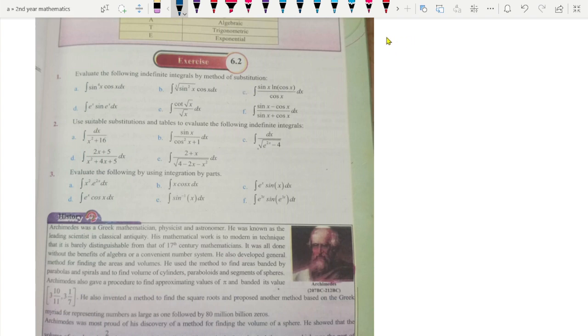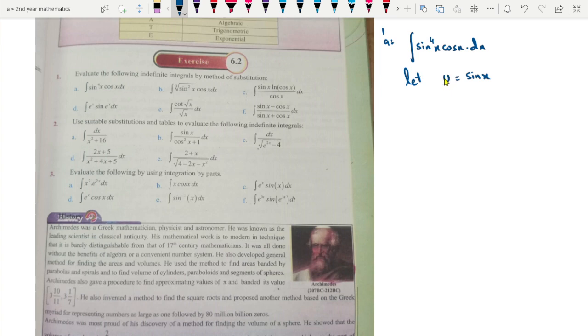Now we have the first question, part A, part first: integral of sine power 4 of x cos of x dx. It says to simplify these integrals with the help of substitution. So first of all, let u is equal to sine of x.